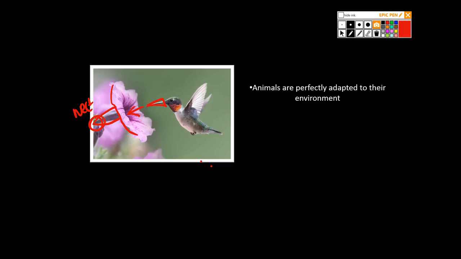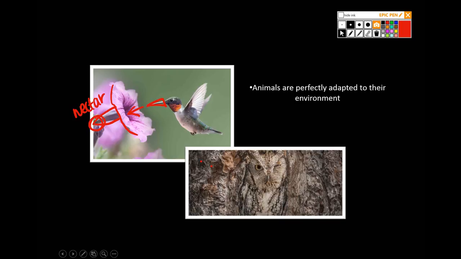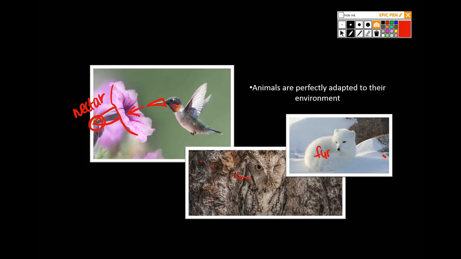Here we have an owl, which is blending in perfectly with its environment or its surroundings. Lastly, we have an Arctic fox. The Arctic fox exhibits thick fur, which allows it to be protected against the cold climate it lives in. And the white fur allows it to be camouflaged and blended in with the snow in the background. These are some good examples of adaptation that animals have with their environment.